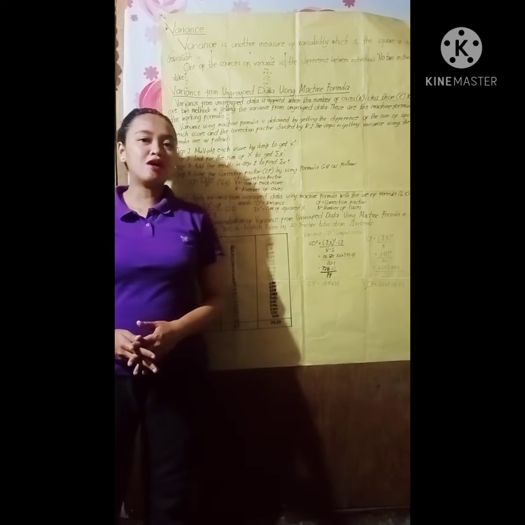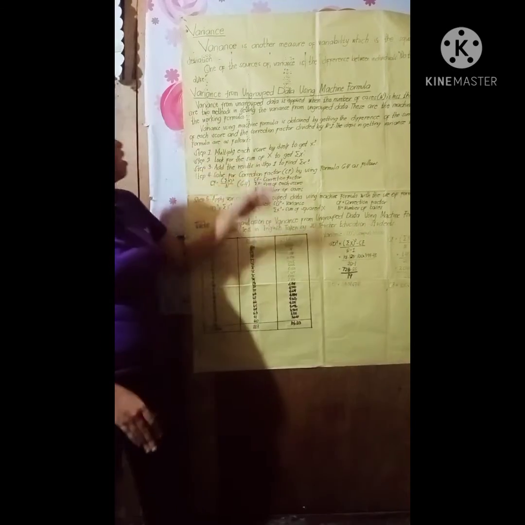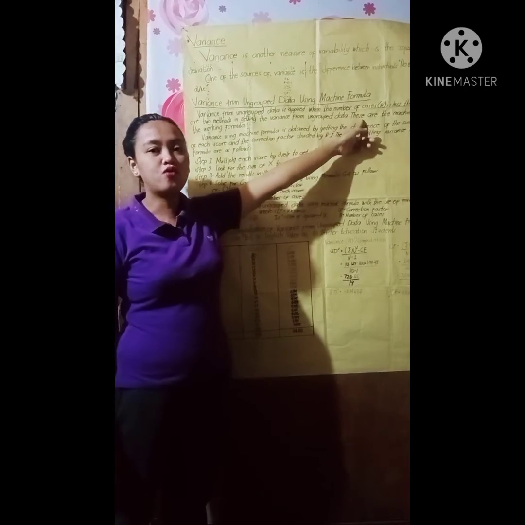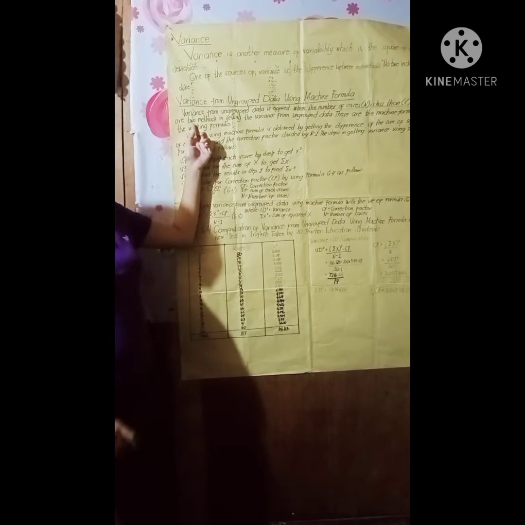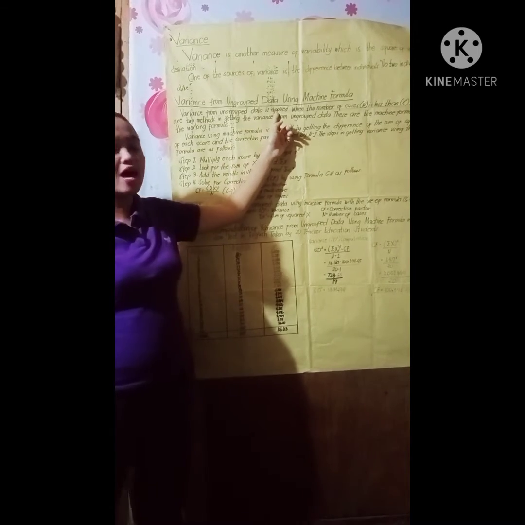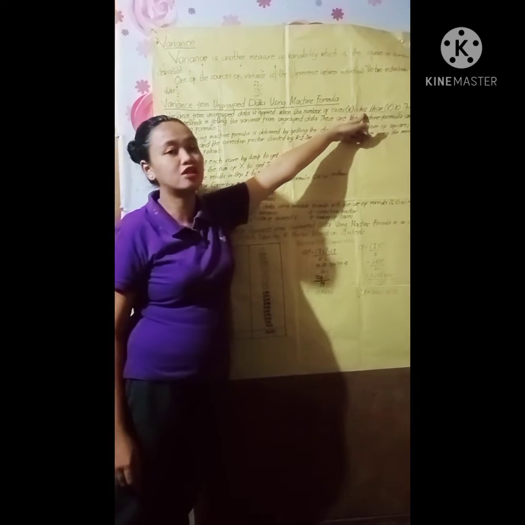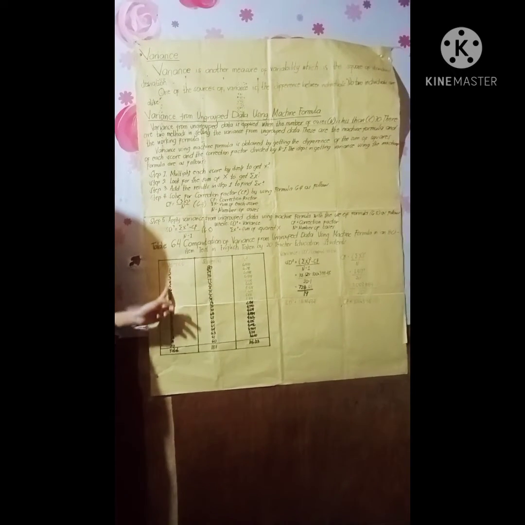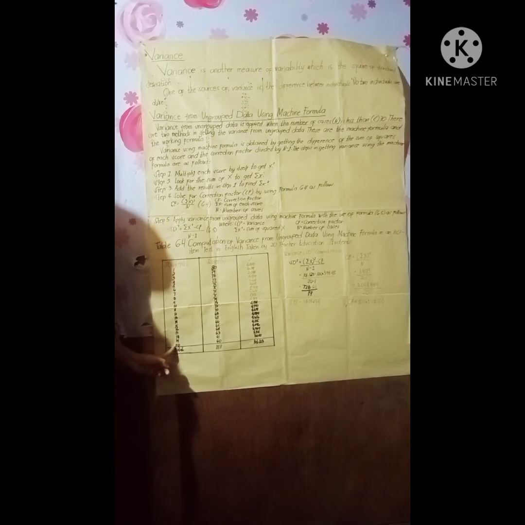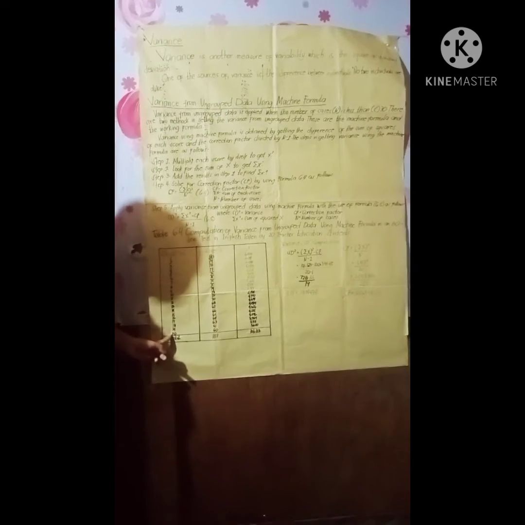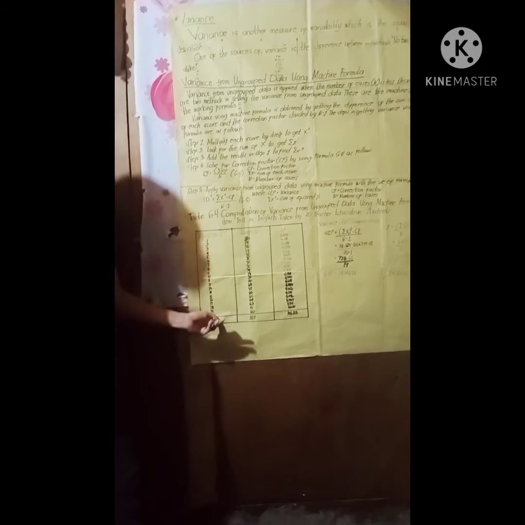Okay, let's go now to the computation. Variance from ungrouped data using machine formula. Variance from ungrouped data is applied when the number of cases or our sample size is less than 30. Just like our example here in the table, we have only 20 sample size or 20 students. It does not reach 30.